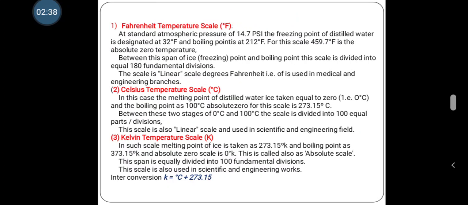Well, there are some different temperature scales. The first one is the Fahrenheit temperature scale, degree Fahrenheit. At standard atmospheric pressure of 14.7 psi, the freezing point of distilled water is designated as 32 degrees Fahrenheit and the boiling point is 212 degrees Fahrenheit. It is a very important thing.